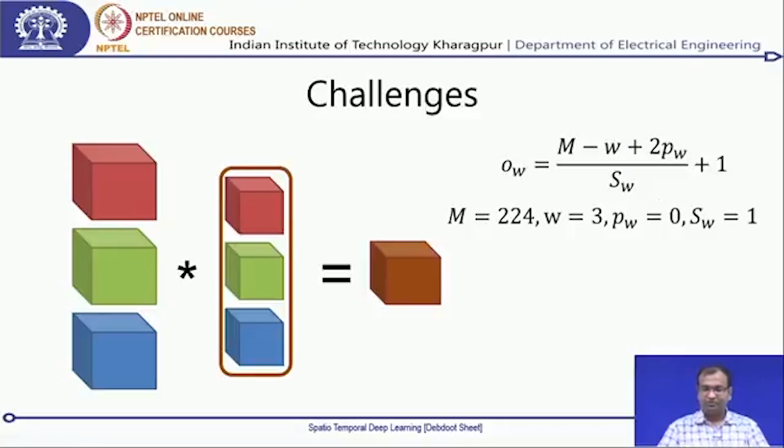So, as a typical case, what we had done in the last class was if we take down that m equal to n equal to 224 and w is equal to 3 and pw is equal to 0 and sw is equal to 1.